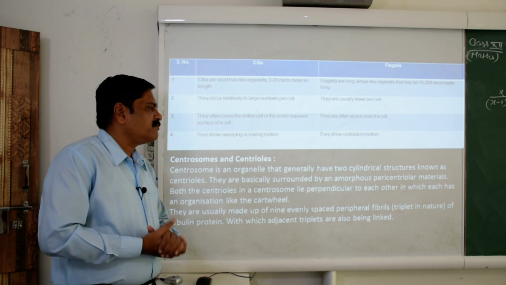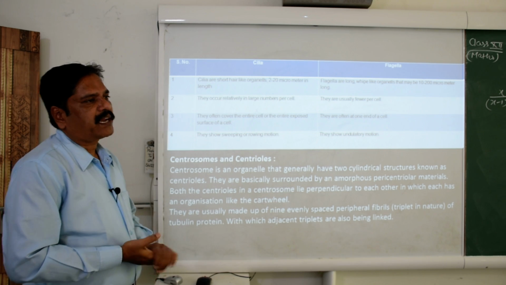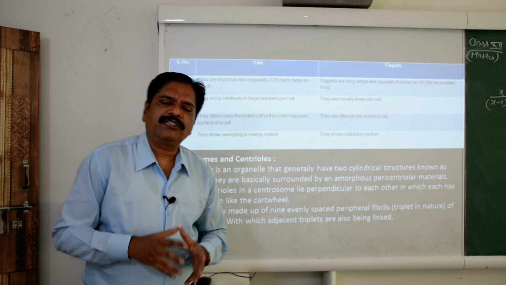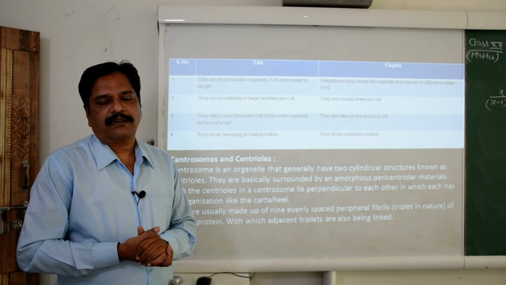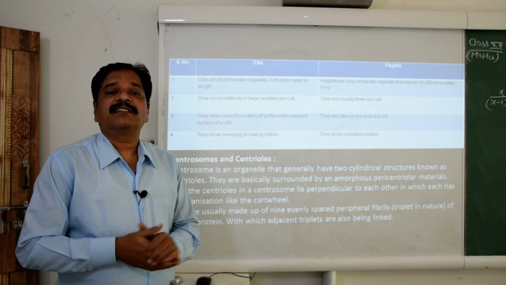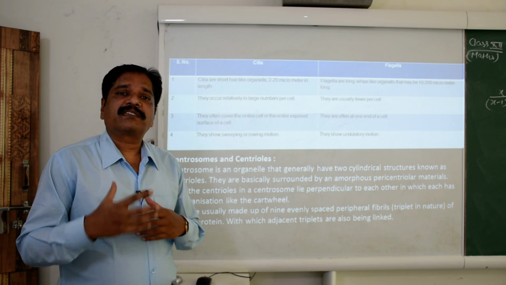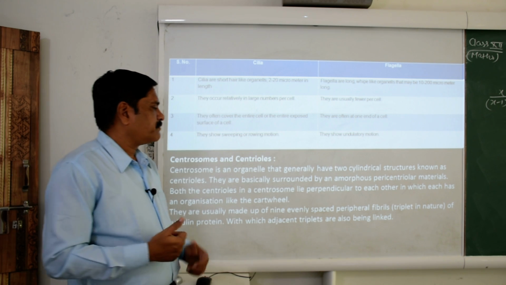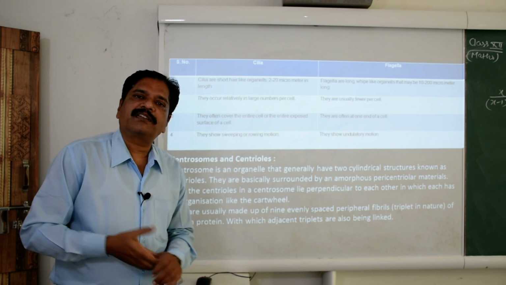Clear? Now we are moving toward the next cell component, the centrosome and centriole. The centrosome and centriole are a basic characteristic feature of the animal cell. It is absent in the plant cell, right? One more thing, this is considered the cell division apparatus because it participates in the cell division process, especially mitosis and meiosis in the animal cell.